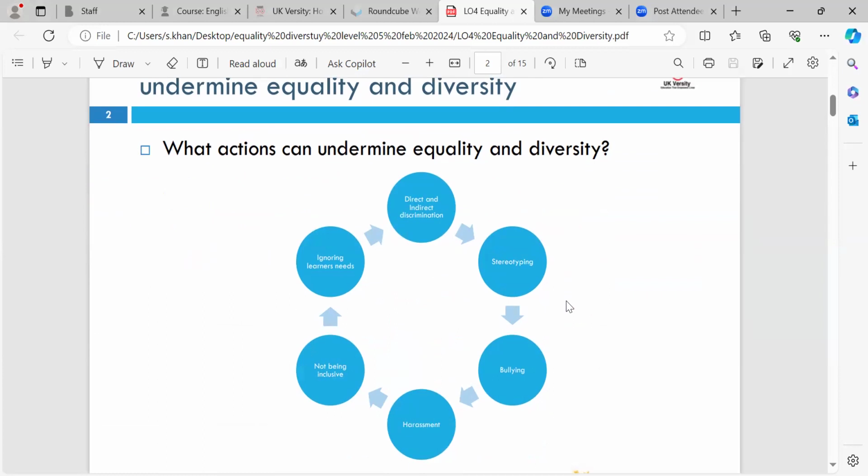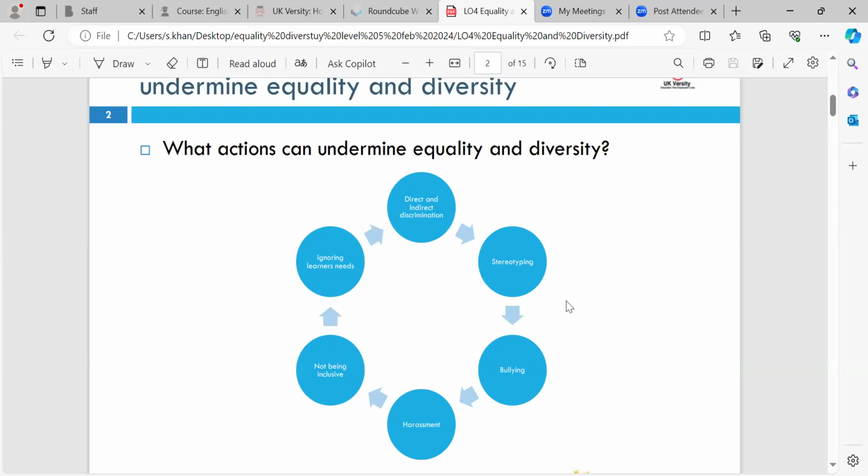So we have things like direct and indirect discrimination. Stereotyping is a big one. And I think we all do it, something that we sometimes don't realize that we do, but we all do it. I do it within my family, I don't realize, and I'm thinking, oh God, I've just said something that's stereotyping someone. Bullying is another one. Harassment, and not being inclusive and ignoring learners' needs.